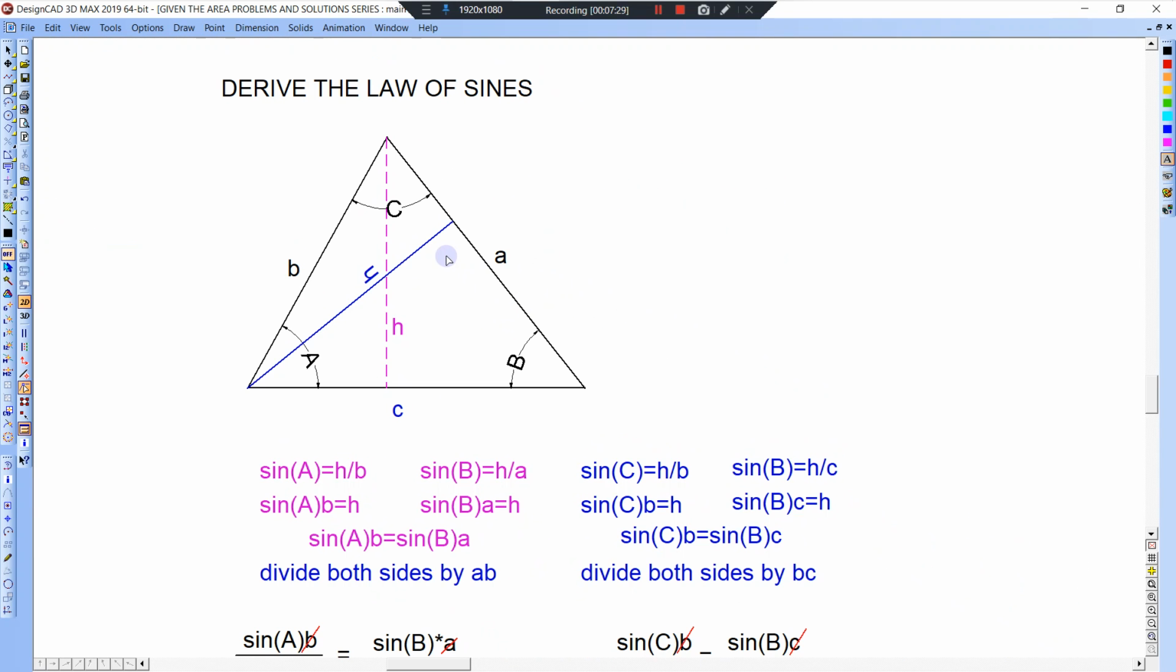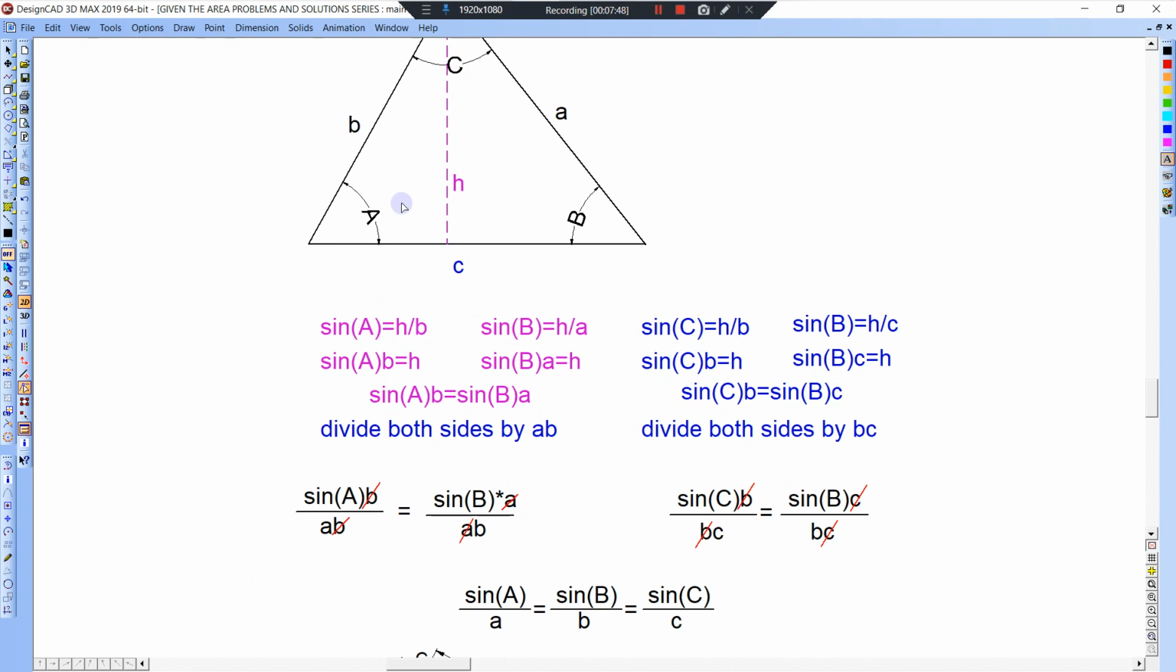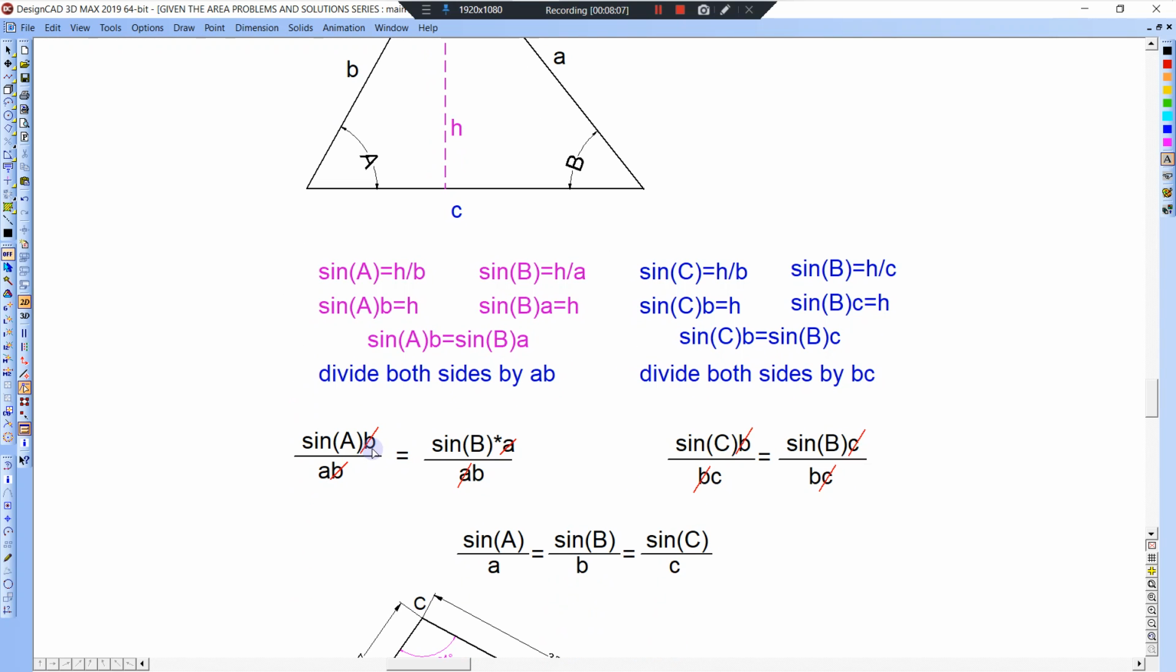Derive the law of sines. We have a, so sine of a is h over b, right? Sine of b is h over a. So then we can make both of those equal to h, right? Solve for h on each one. And if both of them are equal to h, they're equal to each other. So sine of a times b is equal to sine of b times a. And then we have that there.